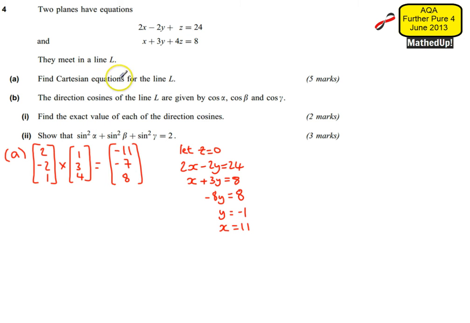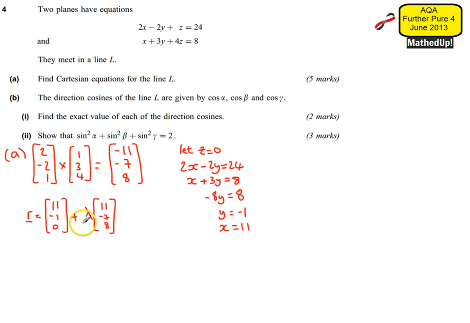So I can write down the vector equation of this line if I wanted to as r is equal to, and we've got 11, negative 1, 0, plus some multiple of 11, negative 7, 8.